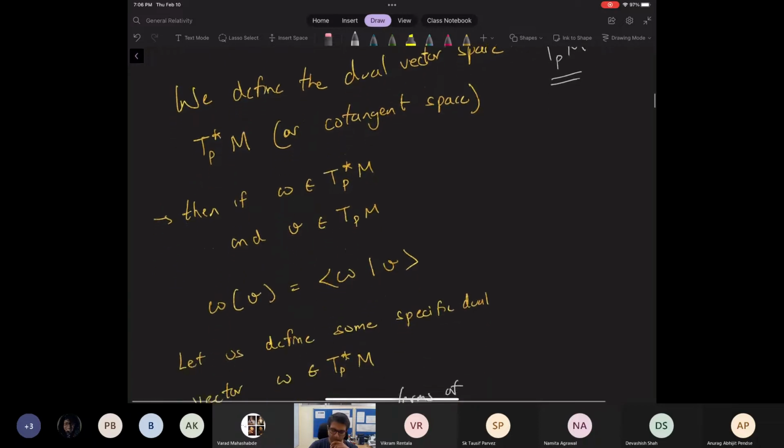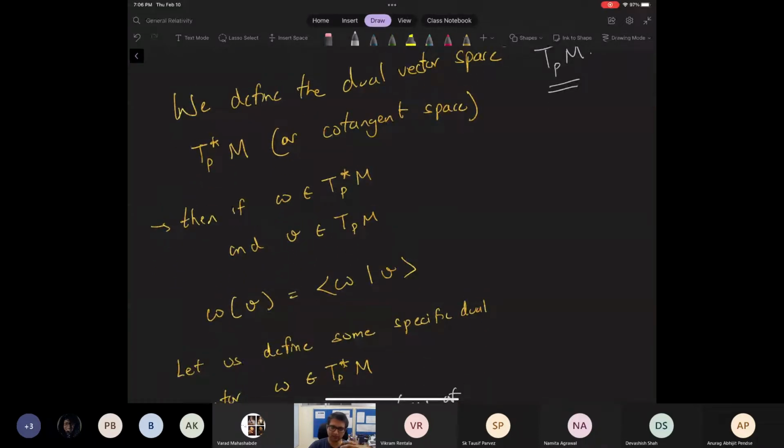Now, this is not just true for vector spaces on a manifold. For any vector space, it's always possible to define a dual vector space. You've seen this, for example, in quantum mechanics with Hilbert spaces. This dual vector space is denoted TP star M, and it is called the cotangent space, as opposed to the tangent space, which is the space of vectors.